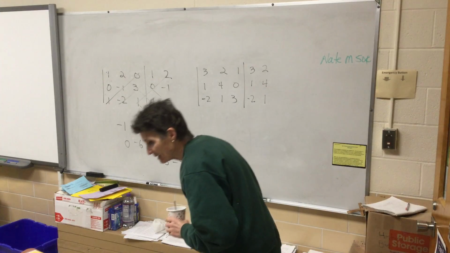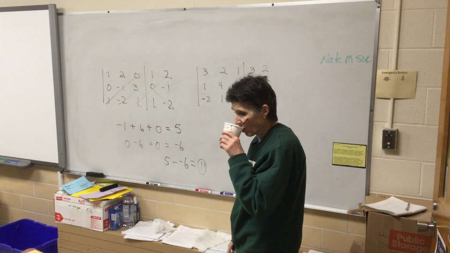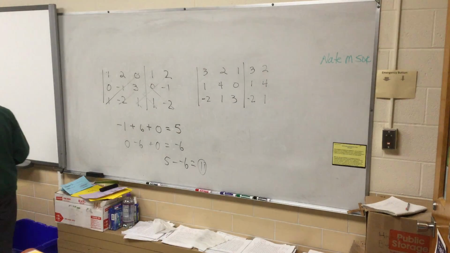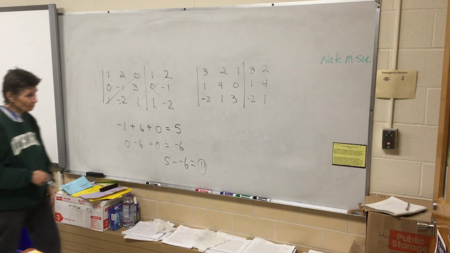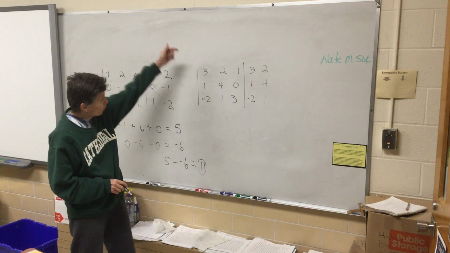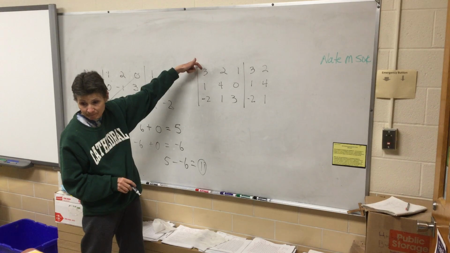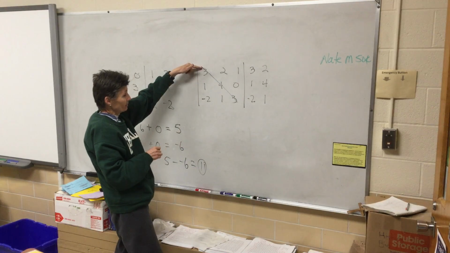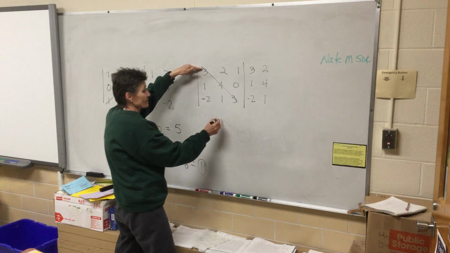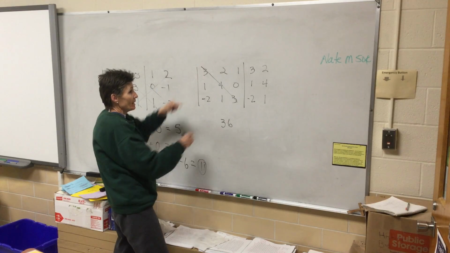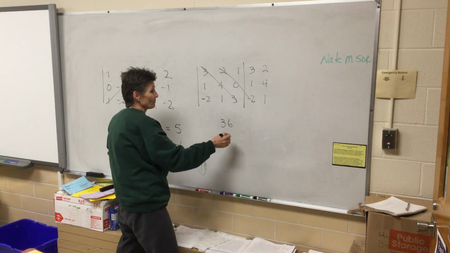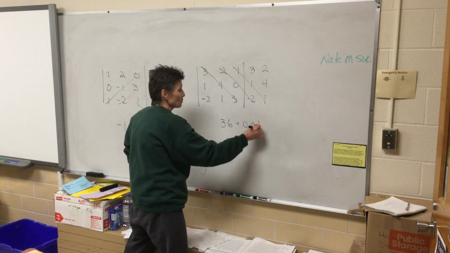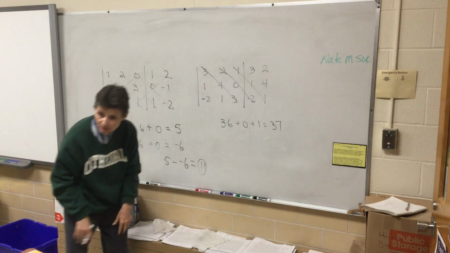All right, who can tell me the second step? What do I do next? Well, I start multiplying. And you always start multiplying right here at the beginning. So we're going to multiply these three numbers together. Okay, that's a little bit bigger. Let's see, that is 36. And now we multiply these together. That's 0. And then we multiply these together. That's 1, so that's 37. My total is 37.